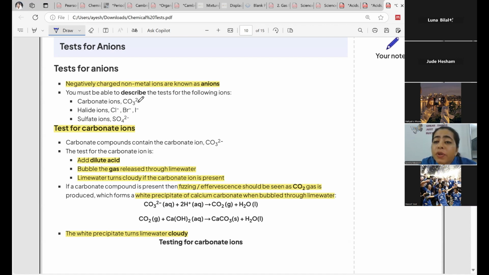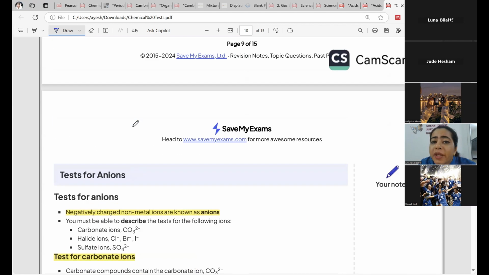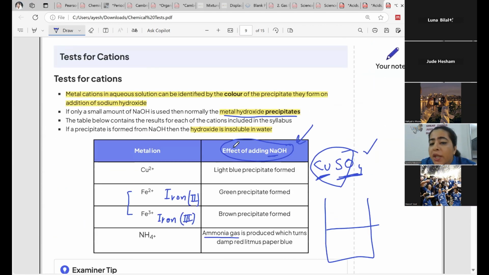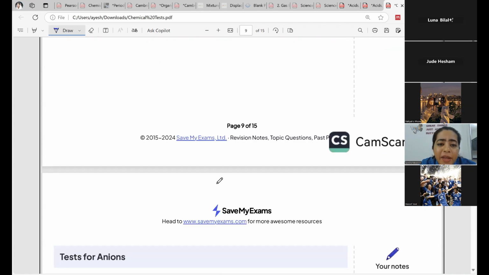So for the anions, you need to remember more steps because all the anions have a different test. If you want to check the carbonate, test is different. If you want to see if the halide is there, maybe chloride, bromide, iodide, test is different. If you want to confirm sulfate, test is different. For all the anions, the test is different, but for the cations, the test was only one, adding sodium hydroxide, same. Now let's see the anions one by one.